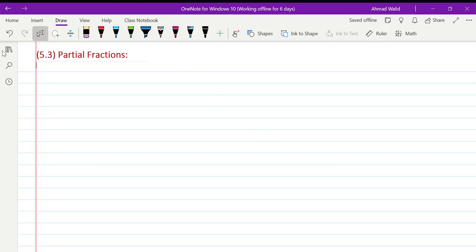Hello all, let's talk about section 5.3. This section is a topic that will be totally new. I'm not saying it's a review. This topic was not in intermediate algebra. This topic is new and the name of this topic is partial fractions.